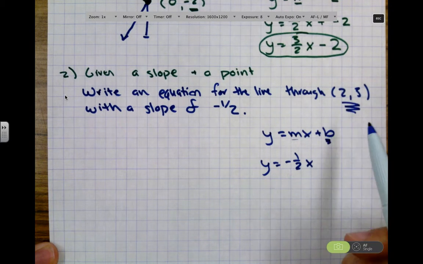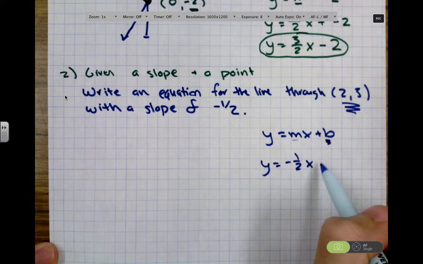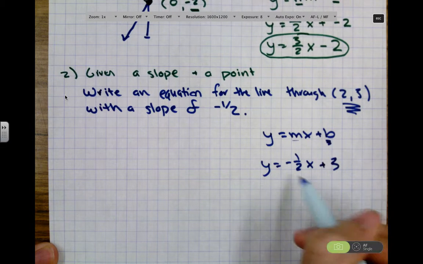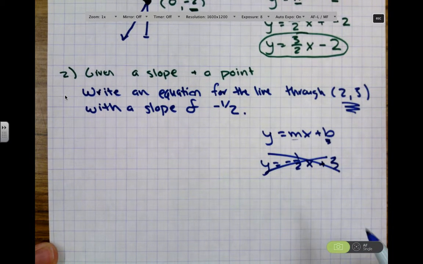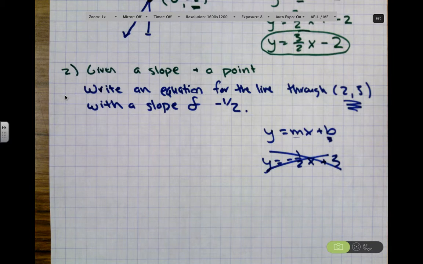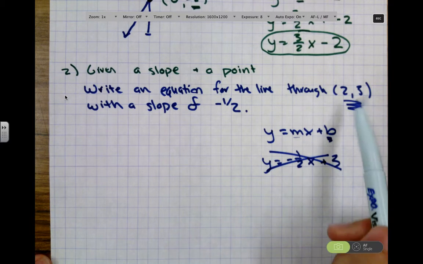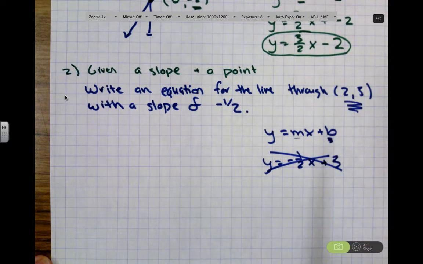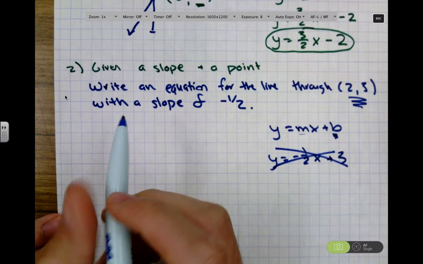2, 3 is not our y-intercept. So we cannot just say this. We can't just say that, because that's not going to be true all of the time, especially when this is not the y-intercept. So what we're going to have to do instead is use point-slope form.